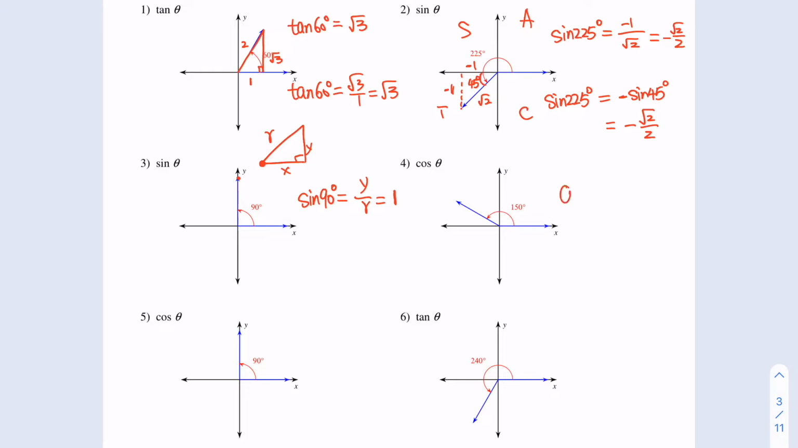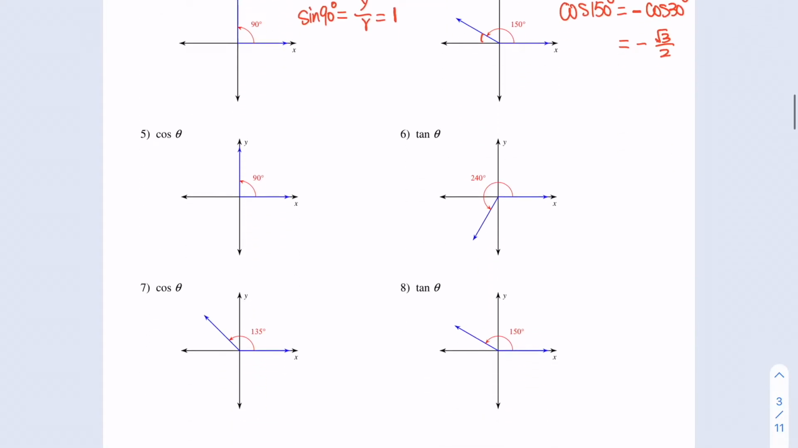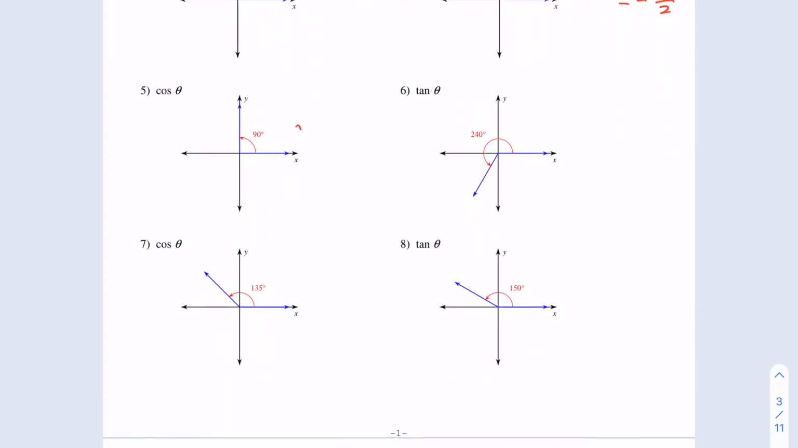Like this one, cosine 150. I'm going to use the reference angle: 30 degrees, cosine 30. Because all students take calculus, it's negative, so it's negative square root of 3 over 2. Cosine 90 degrees, you can also use the graph. Cosine 90 equals 0. Also, cosine equals x over r, so x equals 0, that's why.